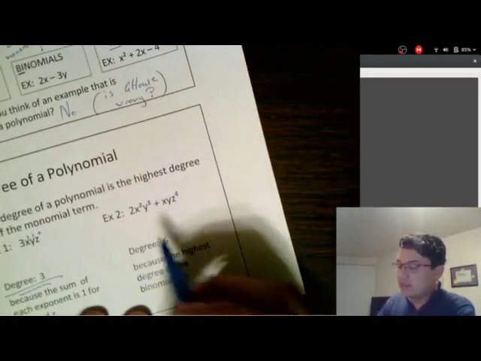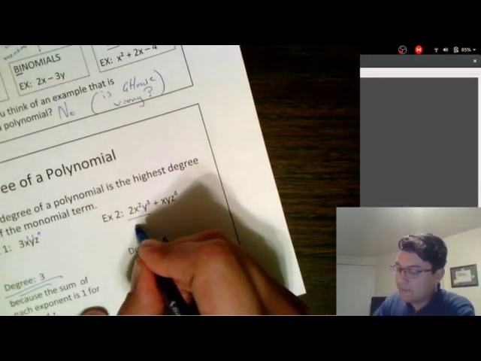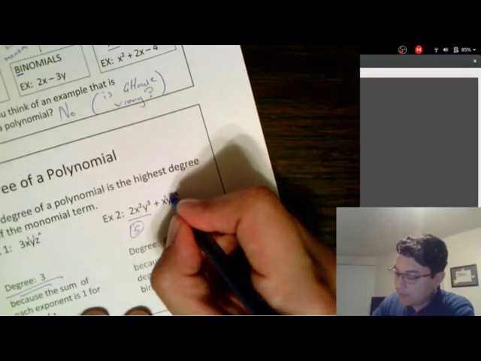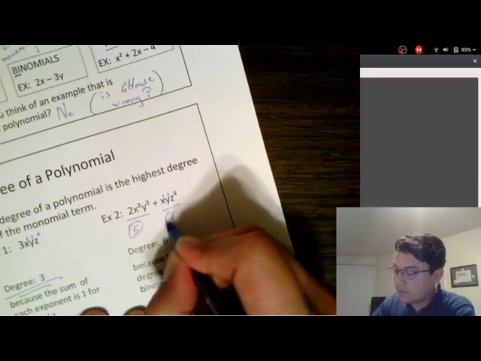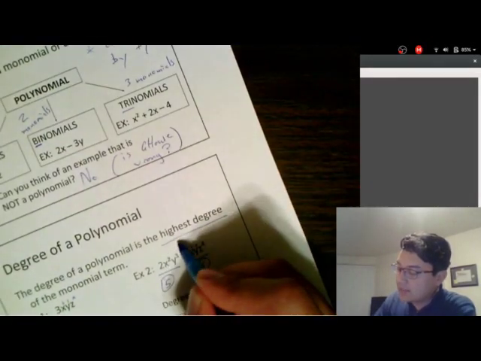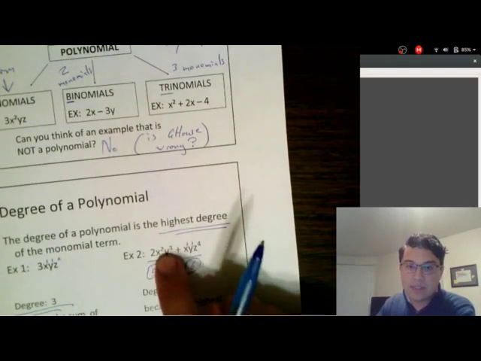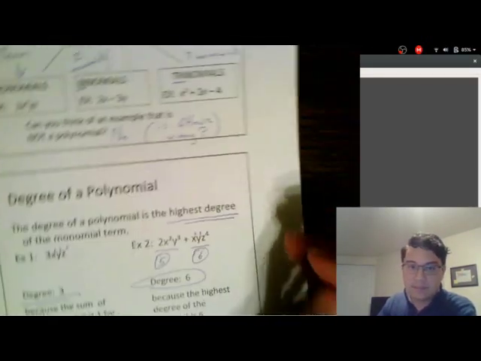If we look at the second example here, we have 2x squared y cubed. This term is going to have a degree of 5. And this one here, imaginary 1, 1 plus 1 plus 4 is 6. So this has a degree of 6. It is always the highest degree of any of the given monomial terms. So this particular polynomial here has a degree of 6. All right. Okay, let's go to the next page now.